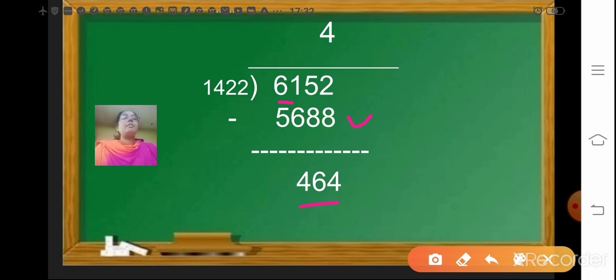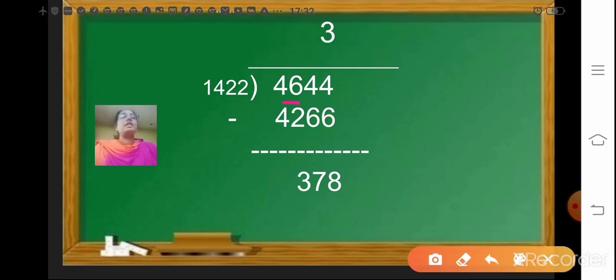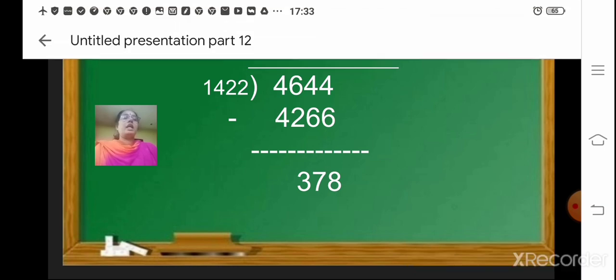And when you subtract this, you will get the remainder as 464. Now the last number you have to bring down is the number 4. So when you bring the number 4 down, your number becomes 4644. Same thing, divide this 46 by 14. 14 4s is 56, which is greater than 46, and 14 3s is 42, which is smaller than 46. So we will go for 3 times. So 1422 multiplied by 3 will give you 4266, and your remainder you will get as 378.